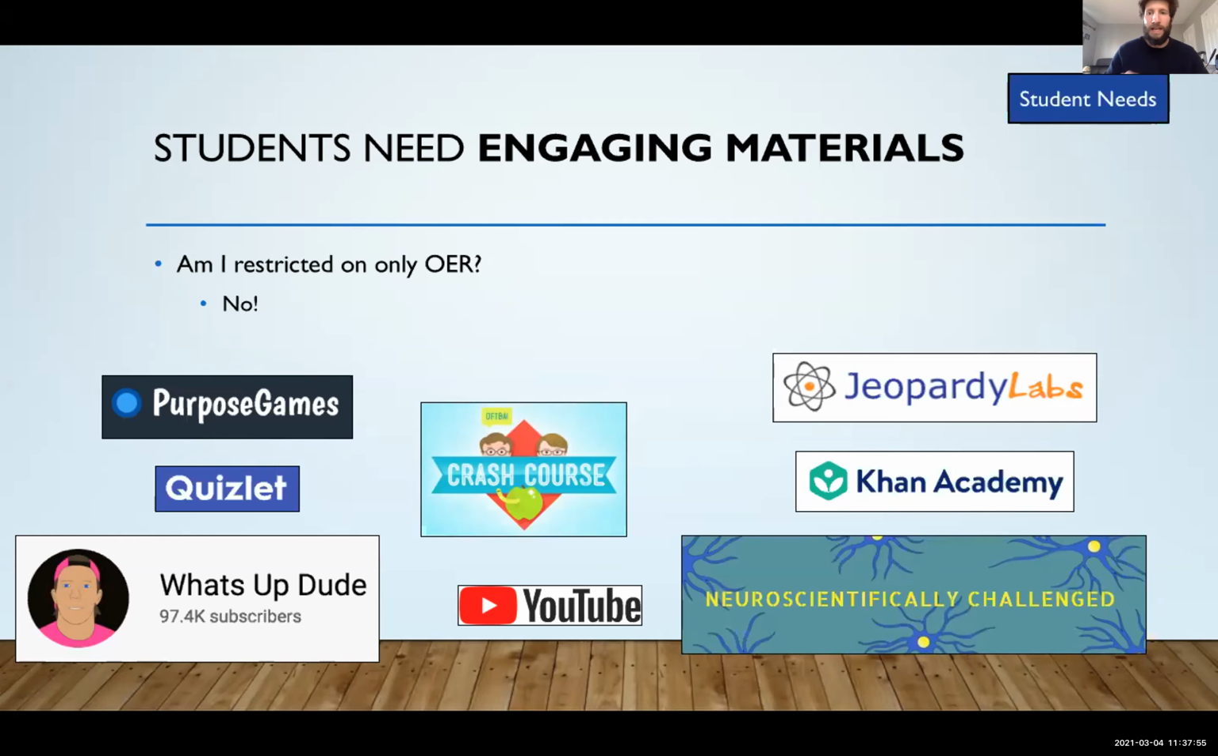But there are plenty of things, and we're at this great connectivist point in time where there's so much out there and students are finding it. You should find it as well and provide it to students. And so all these great things, Purpose Games, Jeopardy Labs, that are engaging materials that we can use aren't strictly OER, but you can certainly implement them within your OER framework.